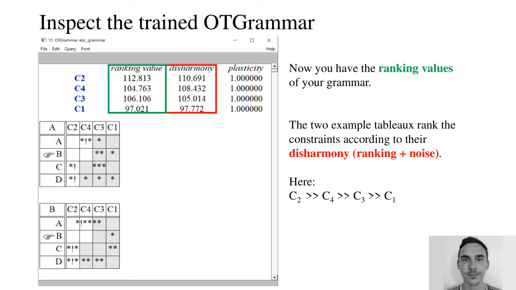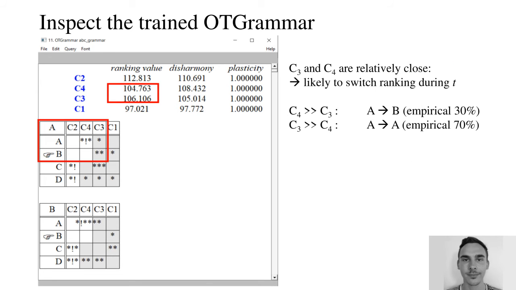Note that in our case, the disharmony values have caused the tableaus to assume a ranking where C4 dominates C3, because C4 has a disharmony of about 108 and C3 has a disharmony of about 105. But if we look at the ranking values again, we can see that actually C3 is generally more likely to dominate C4, because C3 has a ranking value of 106 and C4 has a ranking value of 104. Looking at these values is important because it can help us make predictions about how the trained grammar will behave during the testing phase.